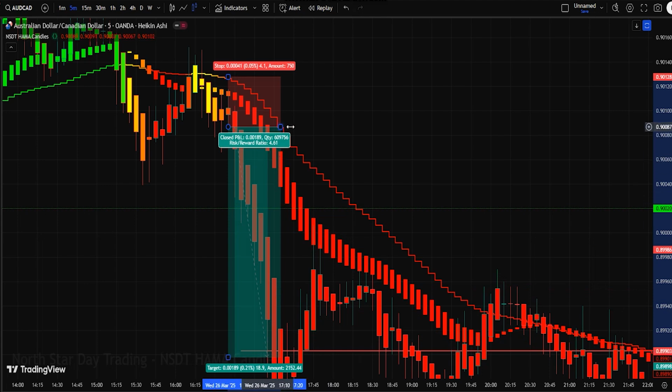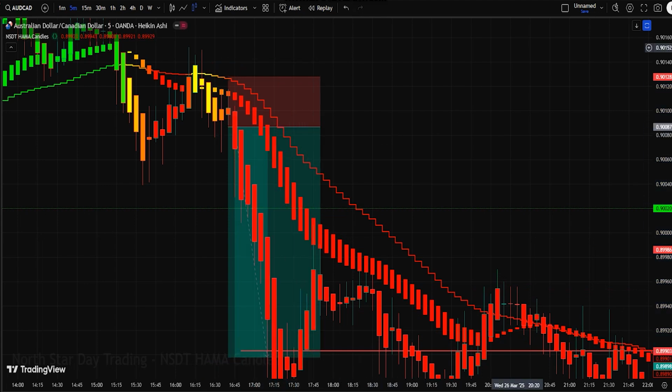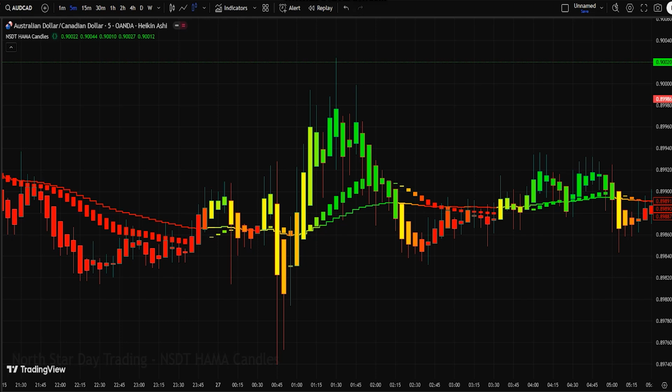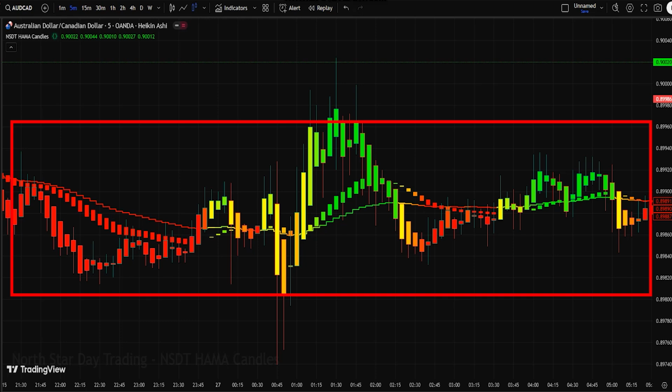As we mentioned, this indicator is designed for trending markets. So, when the market is ranging, like in this part of the chart, we shouldn't use it. During consolidation, the market doesn't move significantly and instead fluctuates within a range. This causes the indicator's colors to change frequently, leading to many false signals, so be mindful of that.